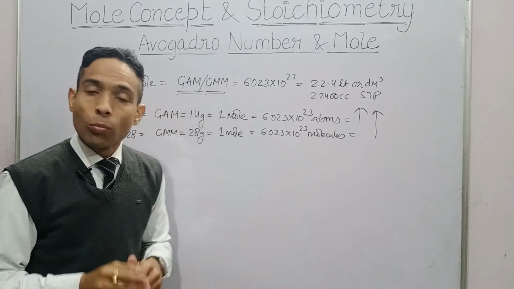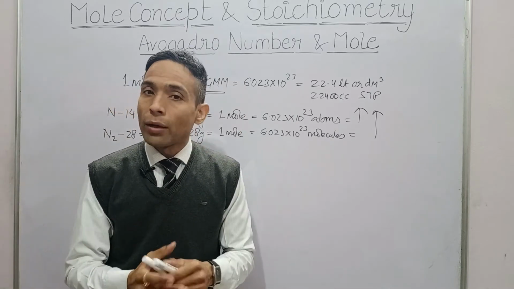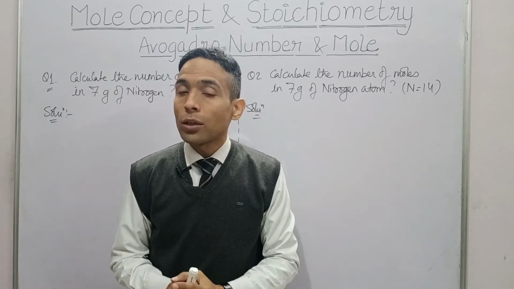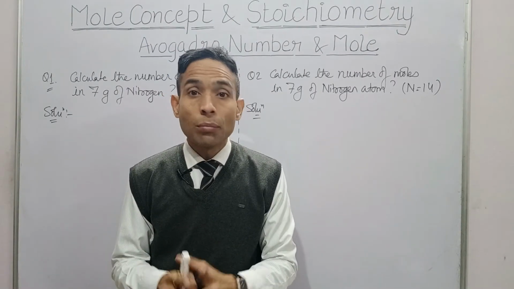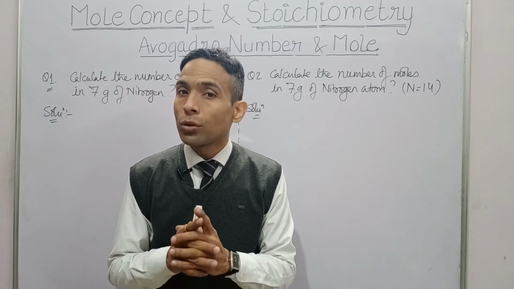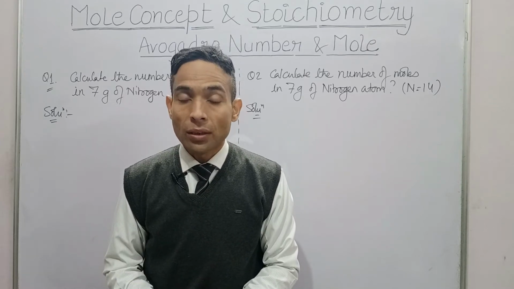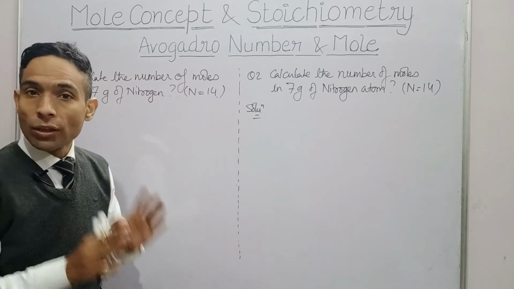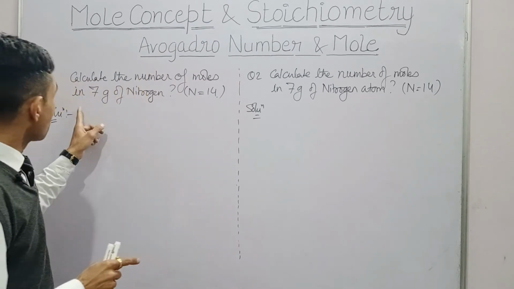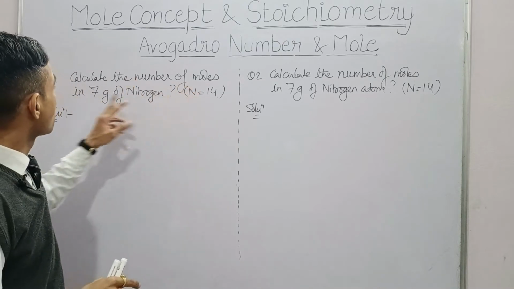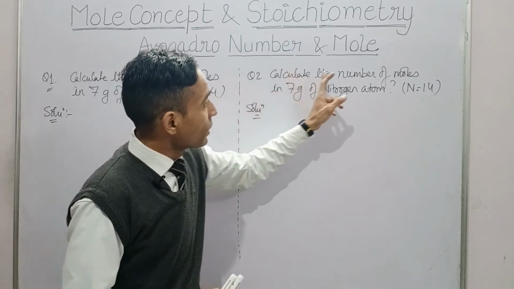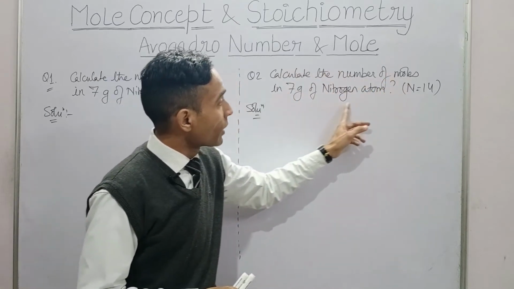Now let's do our numericals of Avogadro and mole concept. We can also solve the numericals of Avogadro and mole using formula, but it is easier to solve them by unitary method. I am using unitary method. Here I am solving two numericals in one go so that we can find out the difference between the two. In the first it is given calculate the number of moles in 7 gram of nitrogen and in the second it is given calculate the number of moles in 7 gram of nitrogen atom.